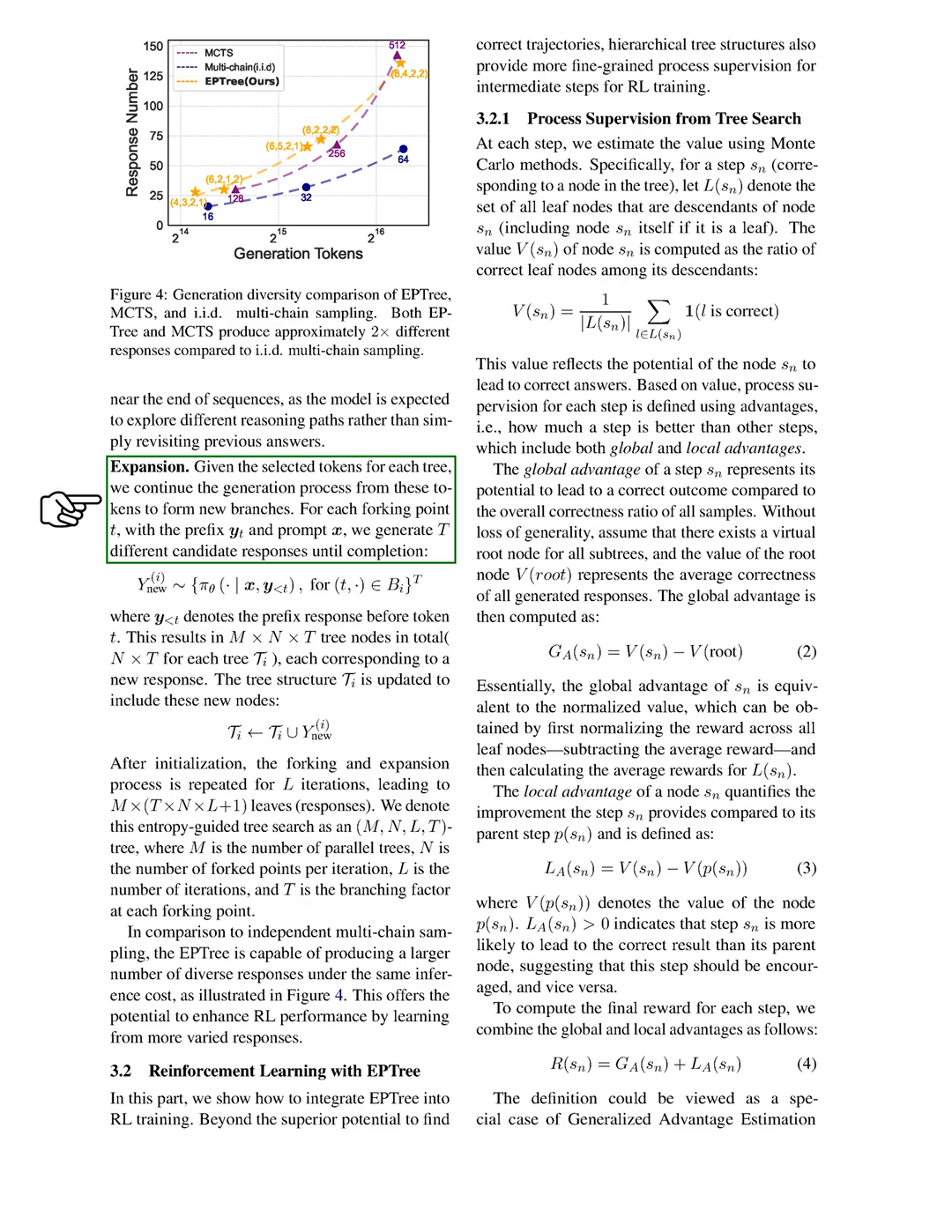We repeat the forking and expansion process for several iterations, leading to a large number of leaves or responses. We refer to this entropy-guided tree search as an M-N-L-T tree, where M is the number of parallel trees, N is the number of forked points per iteration, L is the number of iterations, and T is the branching factor at each forking point. Compared to independent multi-chain sampling, EP-tree can produce a greater variety of responses at the same inference cost, which can enhance reinforcement learning performance by learning from more diverse outputs.